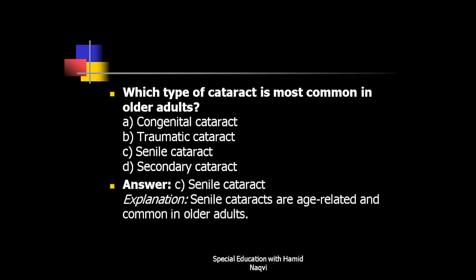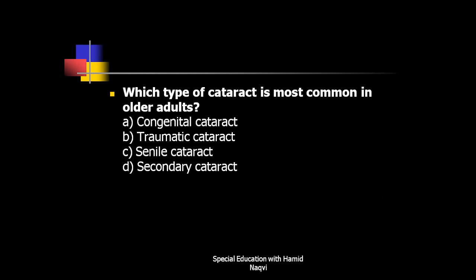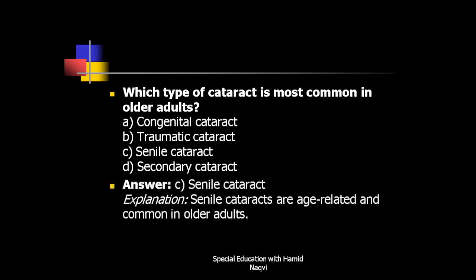Which type of cataract is most common in older adults? Congenital cataract, traumatic cataract, senile cataract, secondary cataract. The answer is senile cataract. Senile cataracts are age-related and common in older adults.